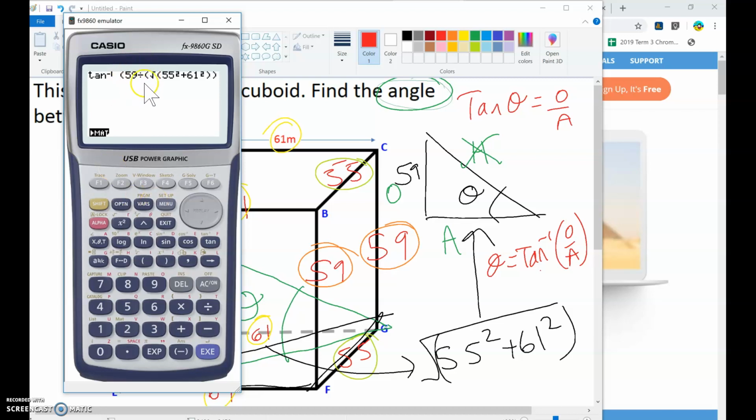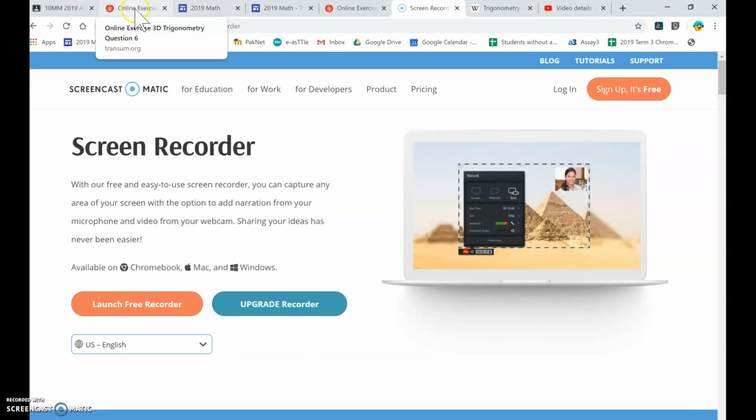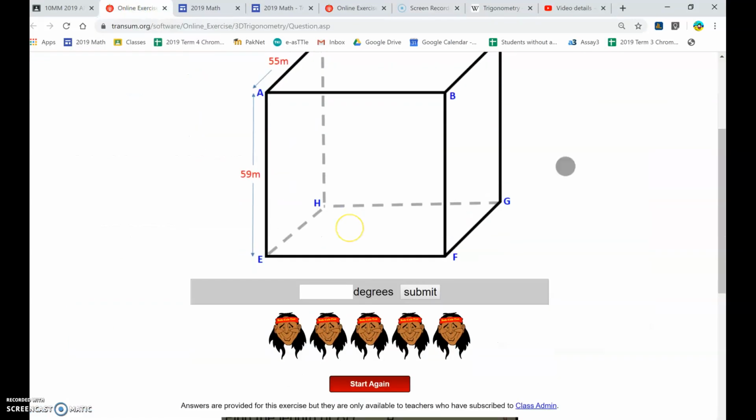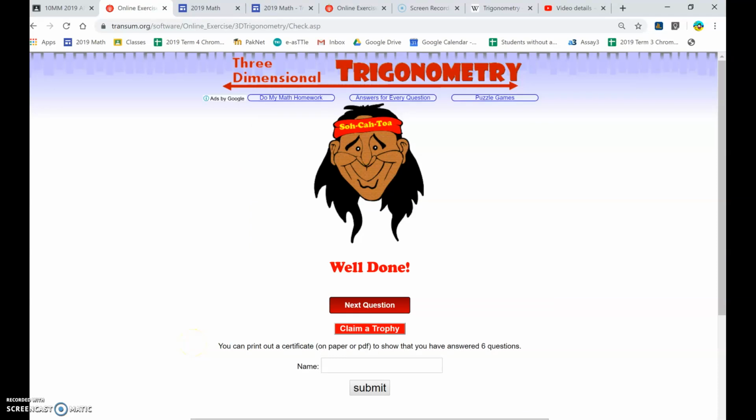Let's see, so 59 divided by, let's see what I get. 35.69. Let's see if we're right. Yay!